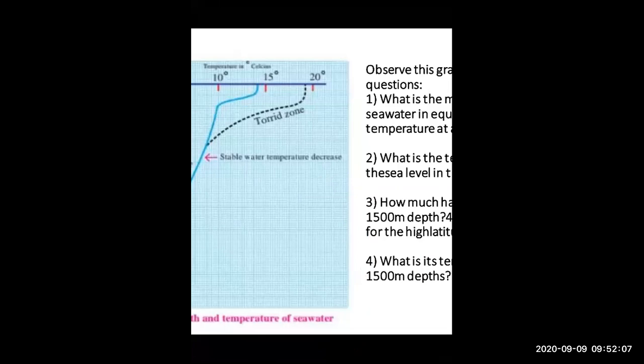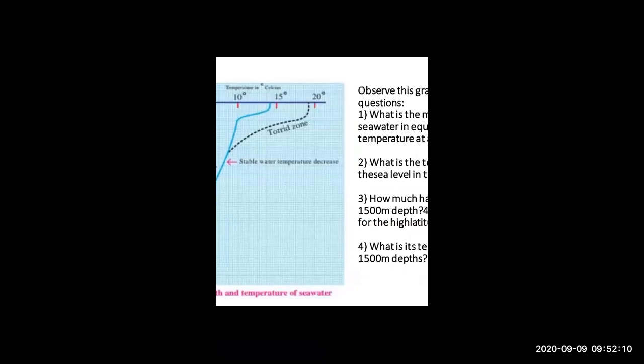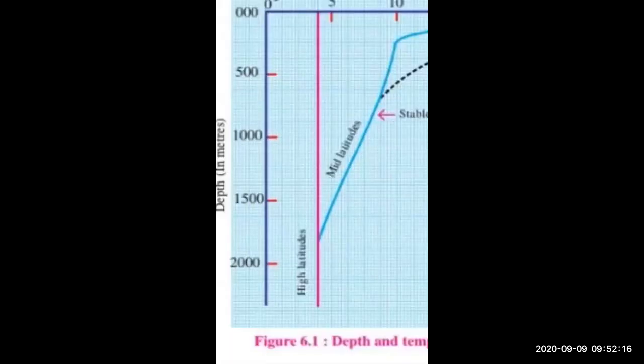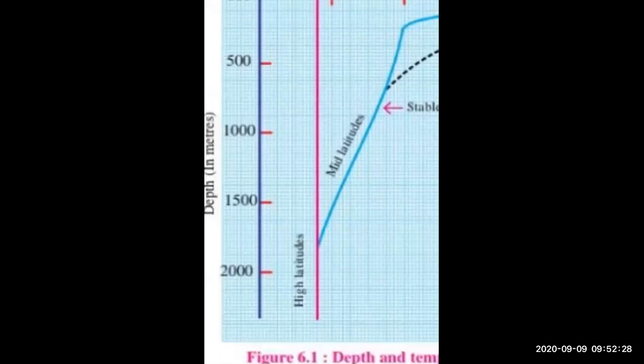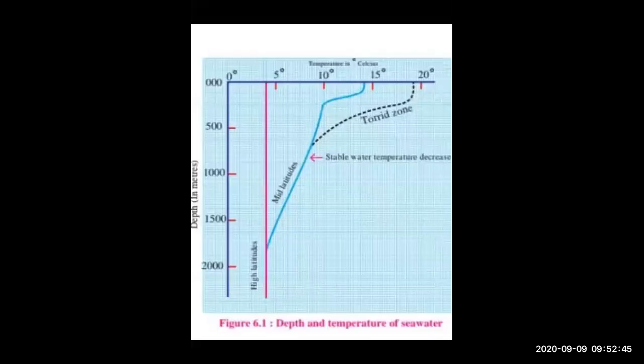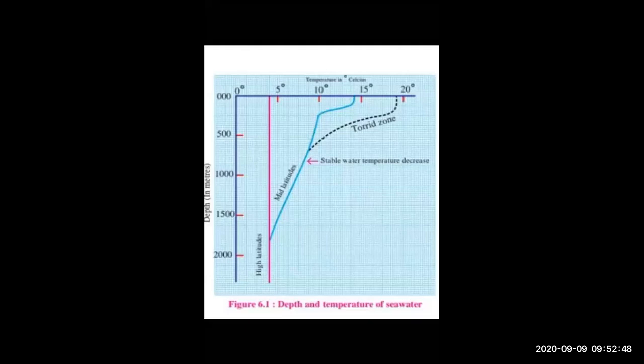So the temperature decreases up to 2000 meter depth. After the 2000 meter depth, the temperature of the sea water is uniform everywhere. Just look over there. There is a 2000 meter, and here the temperature is the same everywhere, and it is approximately 4 degrees Celsius.